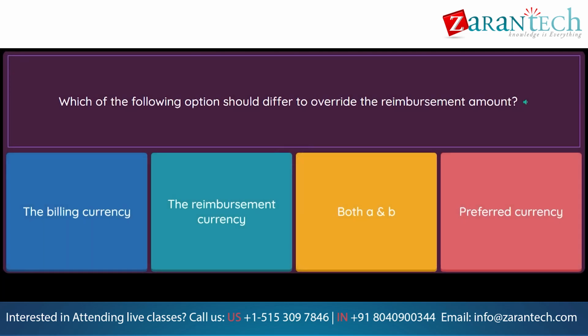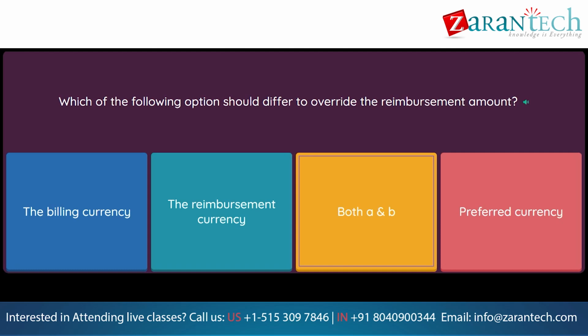Question: which of the following options should differ to override the reimbursement amount? Option 1: the billing currency. Option 2: the reimbursement currency. Option 3: both A and B. Option 4: preferred currency.